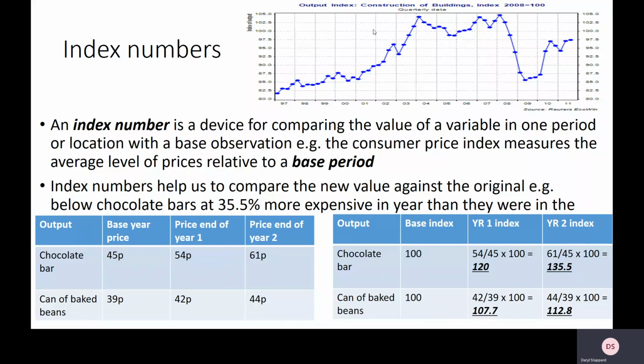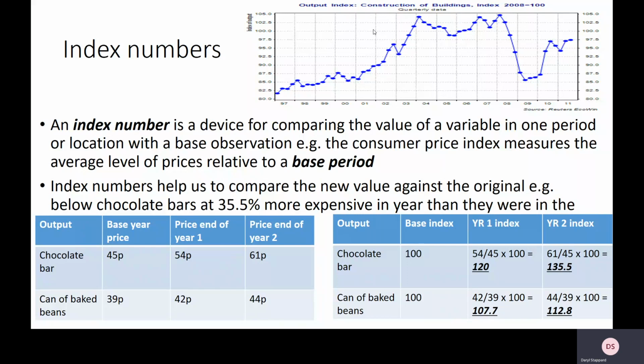Now in the base, the starting point, we set both chocolate bars and baked beans equal to 100 index points. Okay, so this is the starting point. We're not saying that they're both equal to 100 pounds or pence. We're not saying they're the same price. We're just saying this is the starting point to measure the change in the price of these different products over time. Now, what we know is from the base to year 1, chocolate bars increased in price from 45p to 54p. So to work out the new index number, we do the new price, which is 54, divided by the base, which was 45, multiplied by 100 to get a new index number of 120.